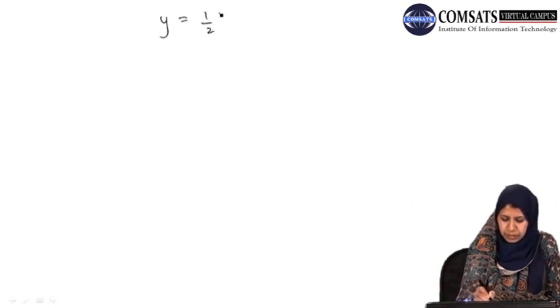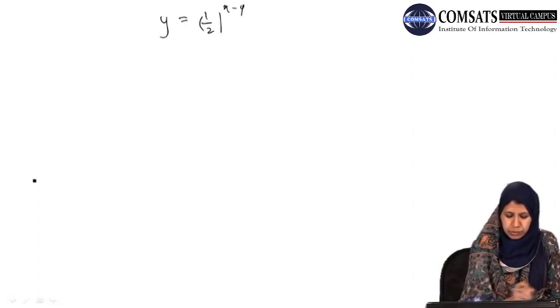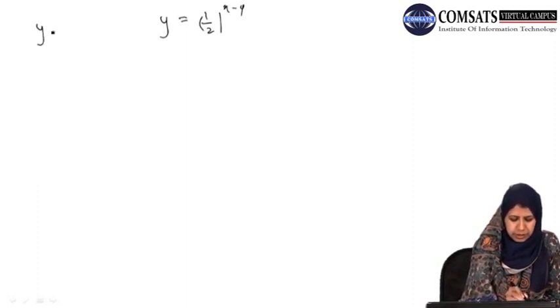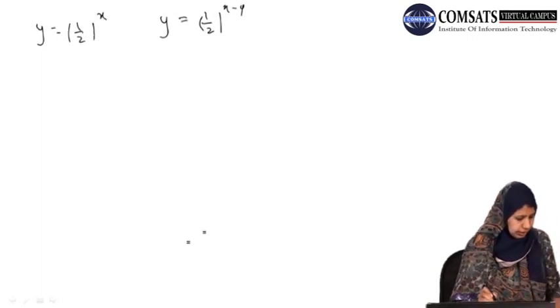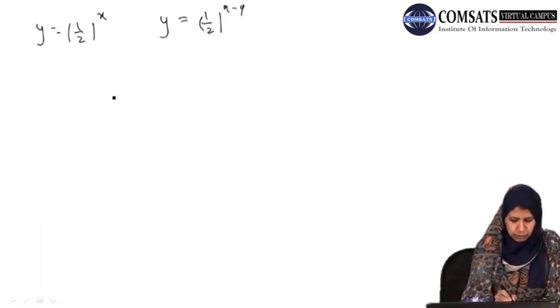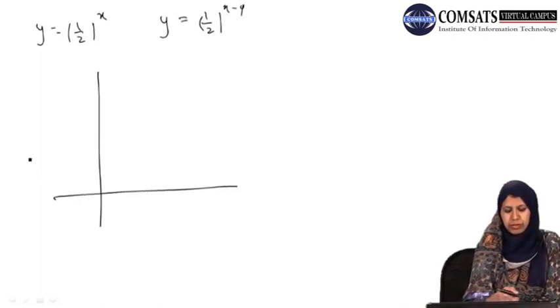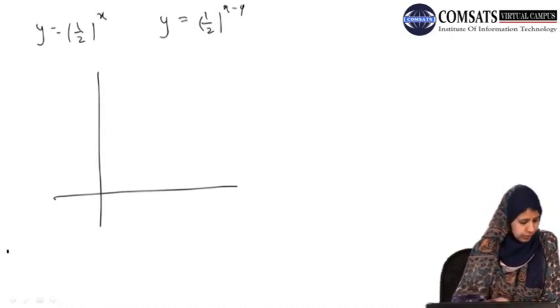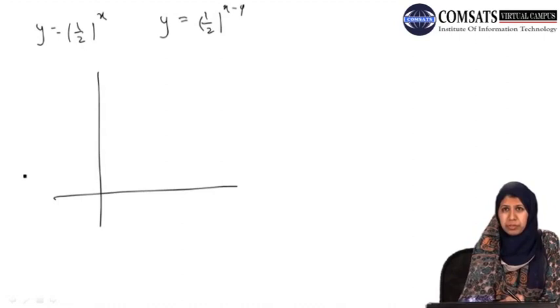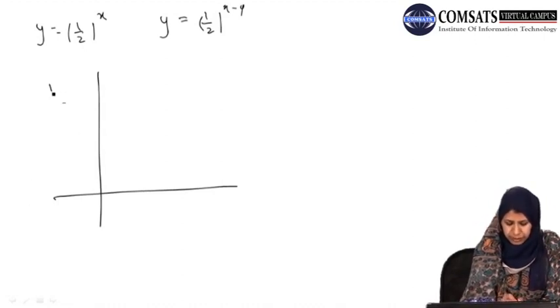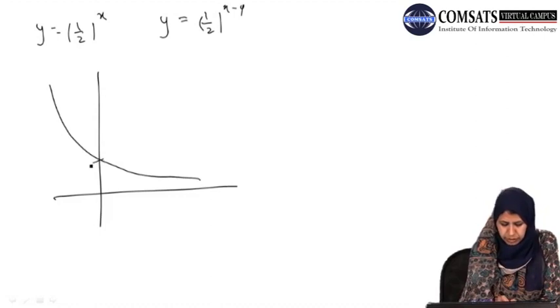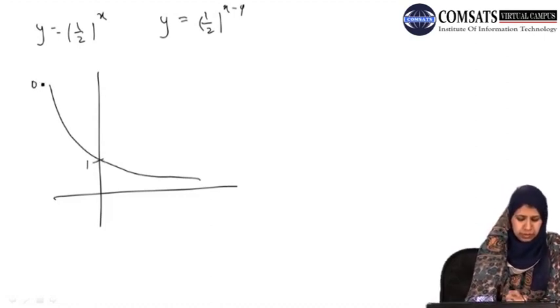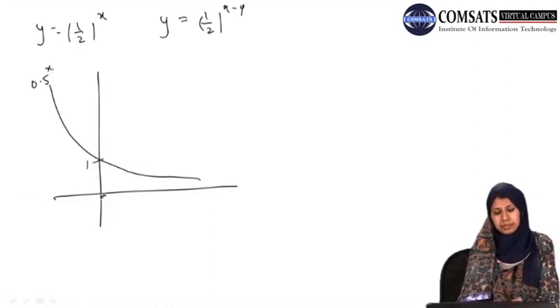Let's look at another example. Suppose we are asked to find the graph of y equals 1 by 2 to the power x minus 4 by using the graph of y equals 1 by 2 to the power x. How will we proceed? First we have to plot the graph of y equals 1 by 2 to the power x, and since b is between 0 and 1, the graph looks like this, where this value is 1, that is, 0.5 to the power x.